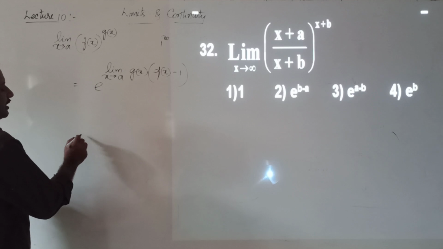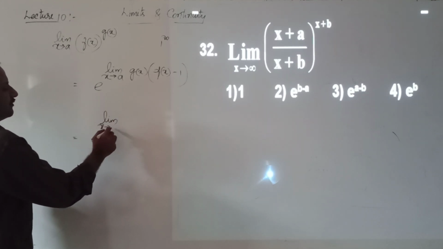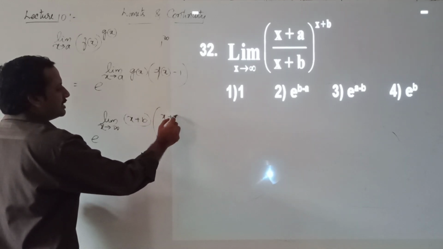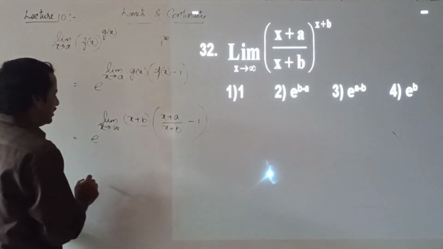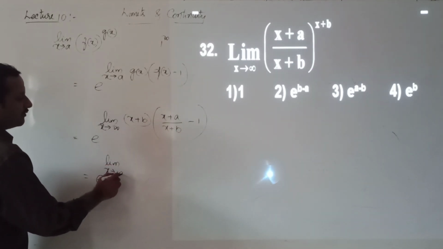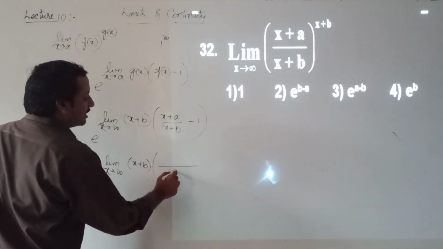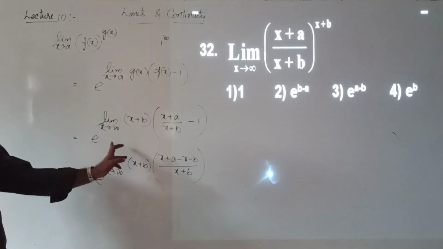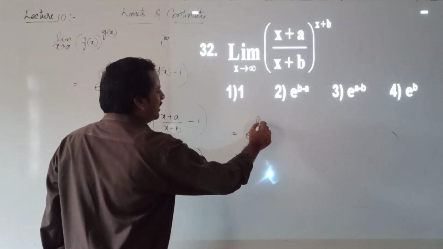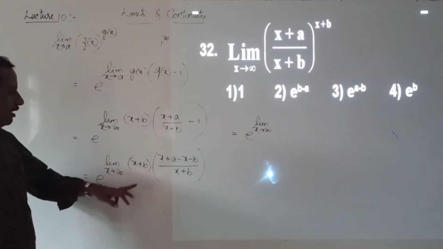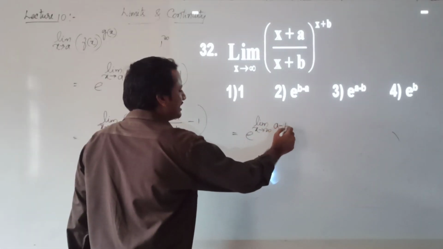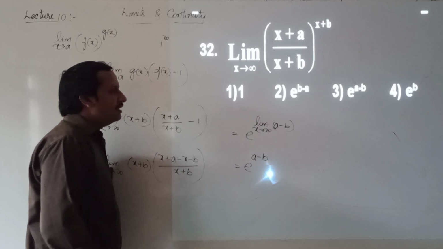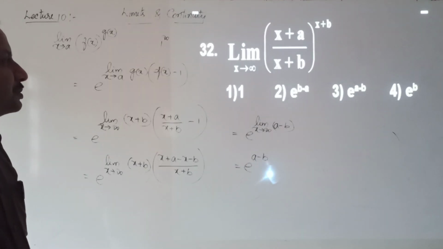Therefore, I can use this formula. So if I use this formula, we are going to get e to the power limit x tends to infinity of g(x). What is g(x) here? x + b, into (f(x) minus 1). f(x) is (x + a)/(x + b) minus 1. That's equal to e to the power limit x tends to infinity (x + b) into, take the LCM here, x + b is the LCM, the numerator will be x + a minus x minus b. x gets cancelled, here x + b gets cancelled, so that will give you e to the power limit x tends to infinity, x + b gets cancelled, what will remain here? a minus b. As x tends to infinity, a minus b will remain as a minus b only because it's a constant. So the answer is e to the power a minus b, which is the third option.